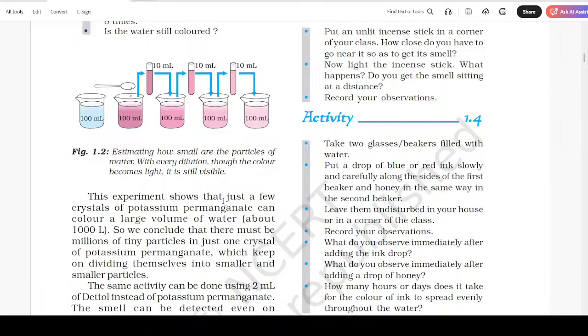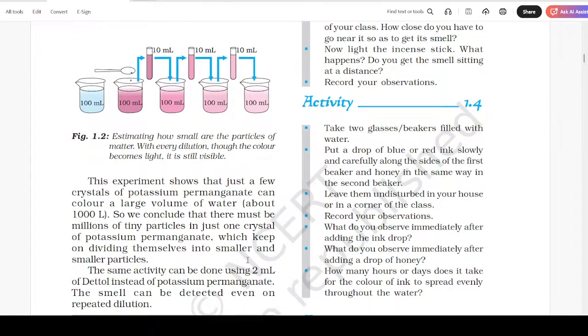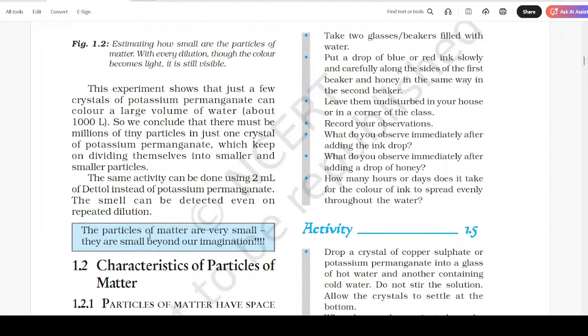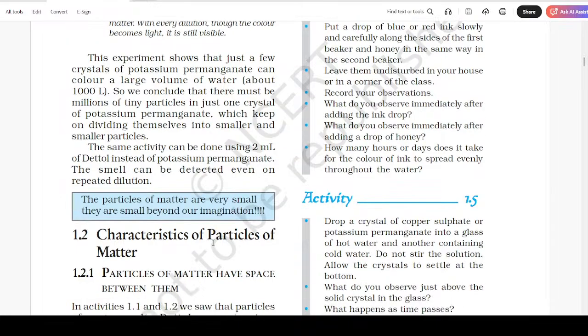This experiment shows that just a few crystals of potassium permanganate can color a large volume of water, about 1000 liters. So we conclude that there must be millions of tiny particles in just one crystal of potassium permanganate, which keep on dividing themselves into smaller and smaller particles. The same activity can be done using 2 ml of Dettol instead of potassium permanganate. The smell can be detected even on the repeated dilution. The particles of matter are very small, they are small beyond our imagination.